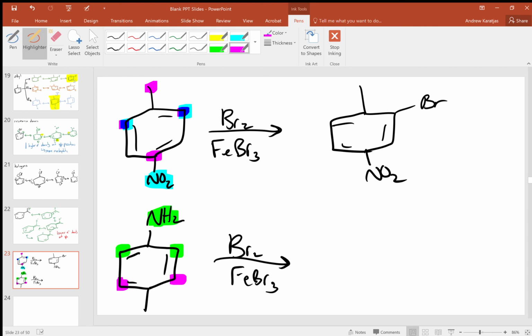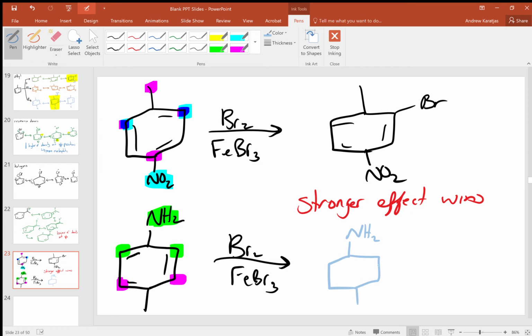And so basically this becomes a case of one group wins. Which group wins? Well, typically it's the group that has the stronger effect. Here we have an amine group. The amine is a resonance donor, whereas the methyl is just an inductive donor, and we know that resonance usually trumps induction, and so we end up with the bromine ortho to the amine and not ortho to the methyl group.